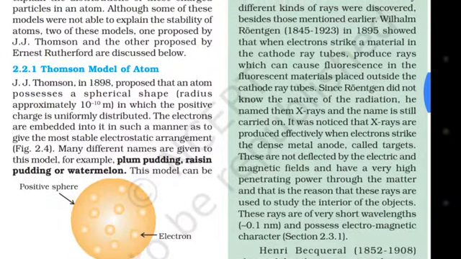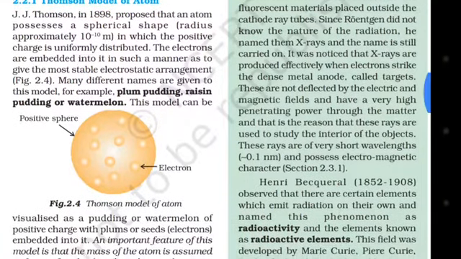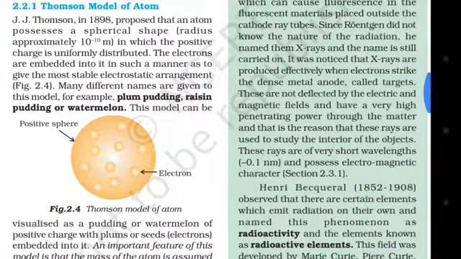J.J. Thomson in 1898 proposed that an atom possesses a spherical shape (radius approximately 10 to the power minus 10 meter), in which the positive charge is uniformly distributed.